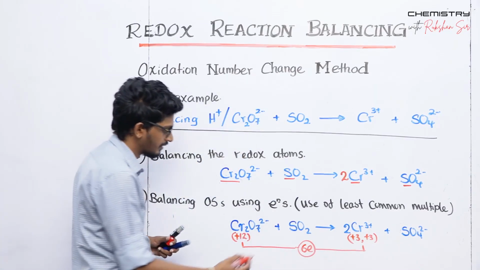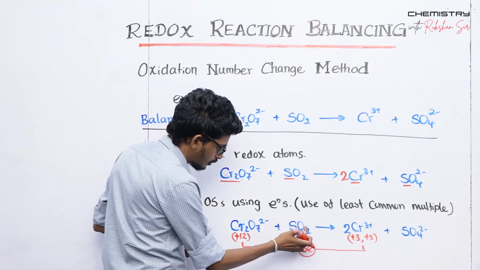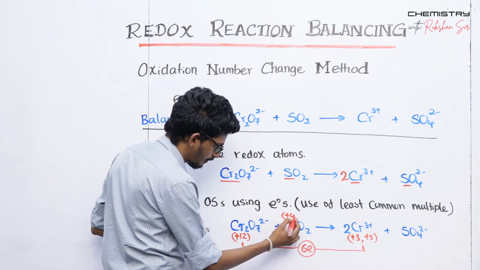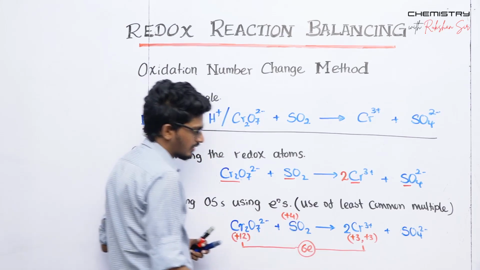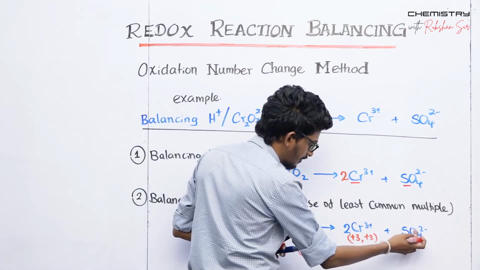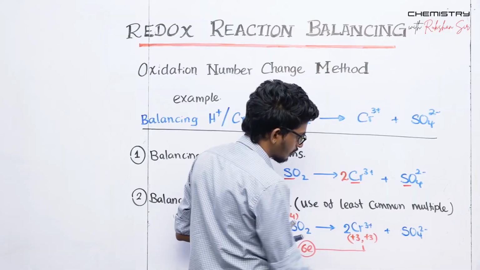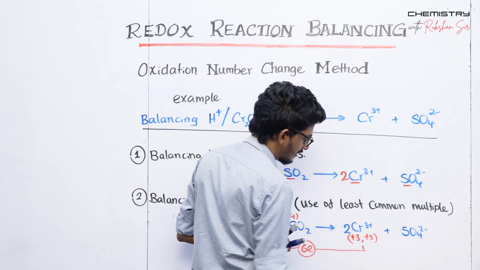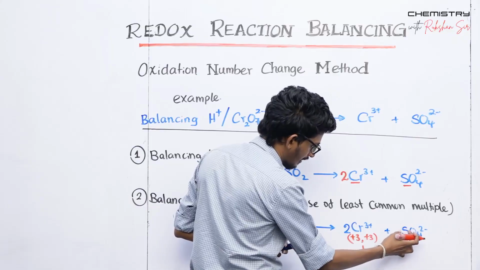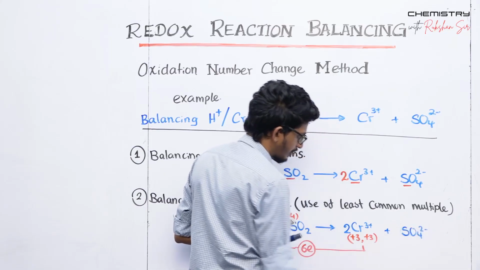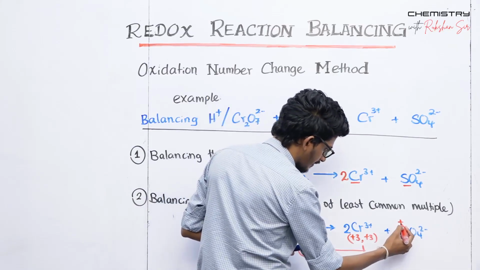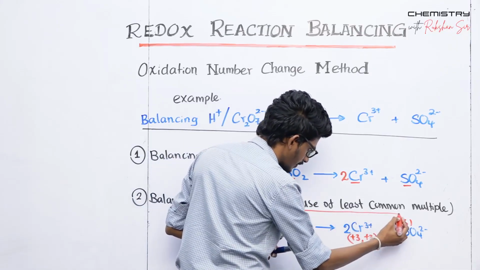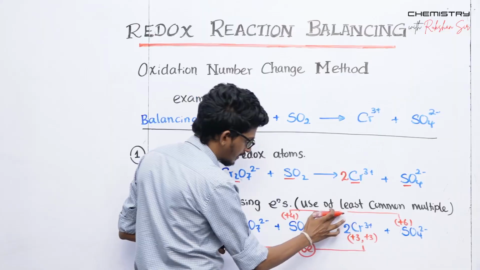What about this? 2 oxygens means minus 4, so this sulfur should carry plus 4. Here, 4 oxygens means minus 8, so for this sulfur, it is plus 8 minus 2, that is plus 6. So the difference of oxidation states here is actually 2 units.